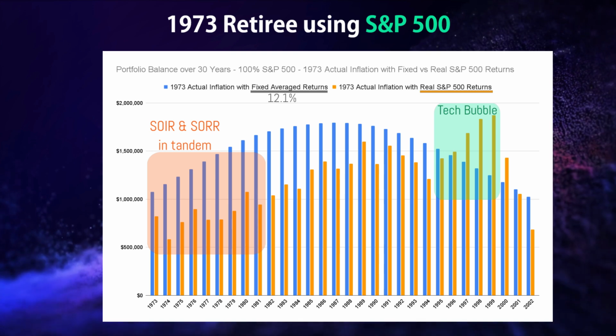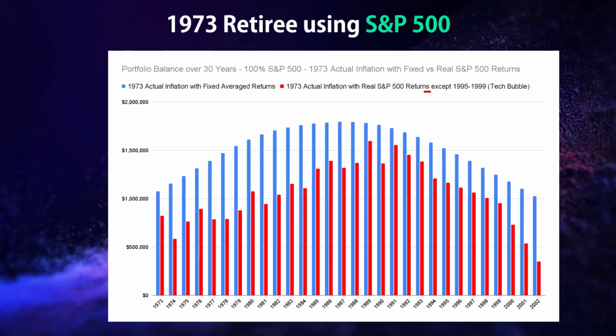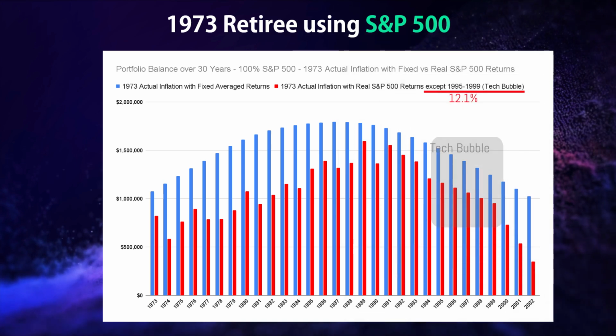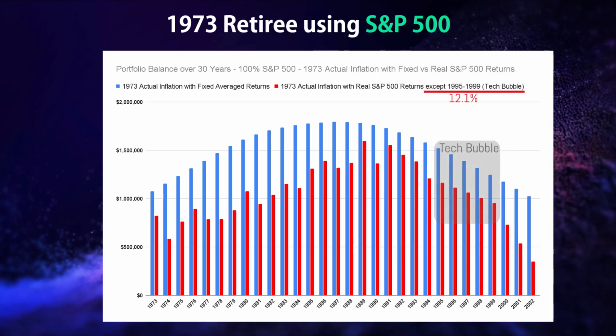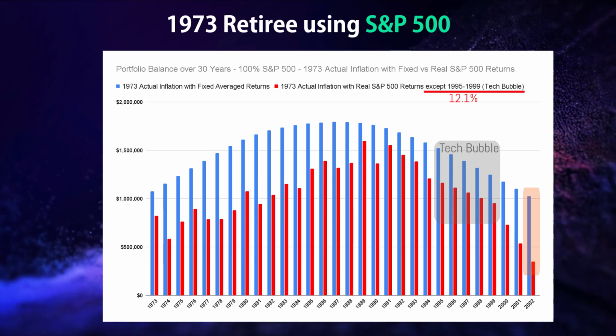If we remove the exuberance of the tech bubble and use the fixed average returns of 12.1% for 1995 to 1999, we find a drastically different outcome. The final portfolio balance in this case is 50% less than that based on historical data. That includes the tech bubble.